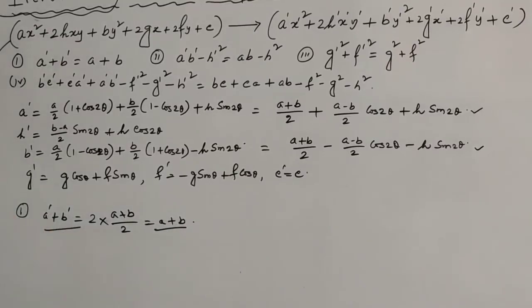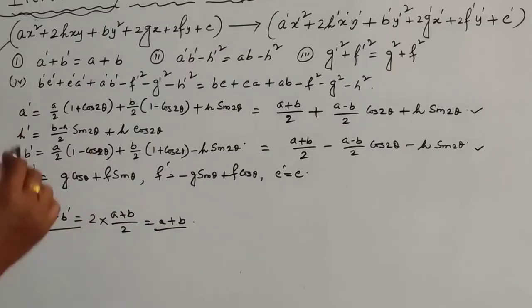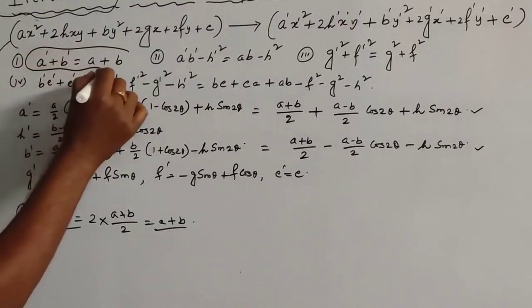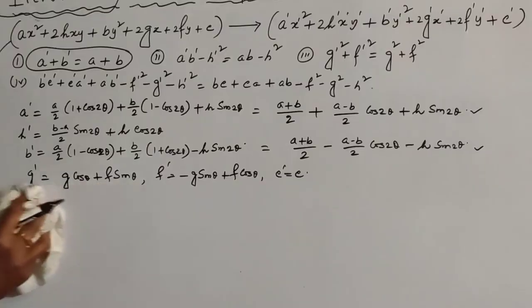Okay, so a dash plus b dash is equal to a plus b. So a plus b is invariant. The first result is proved. Okay, now the second result.